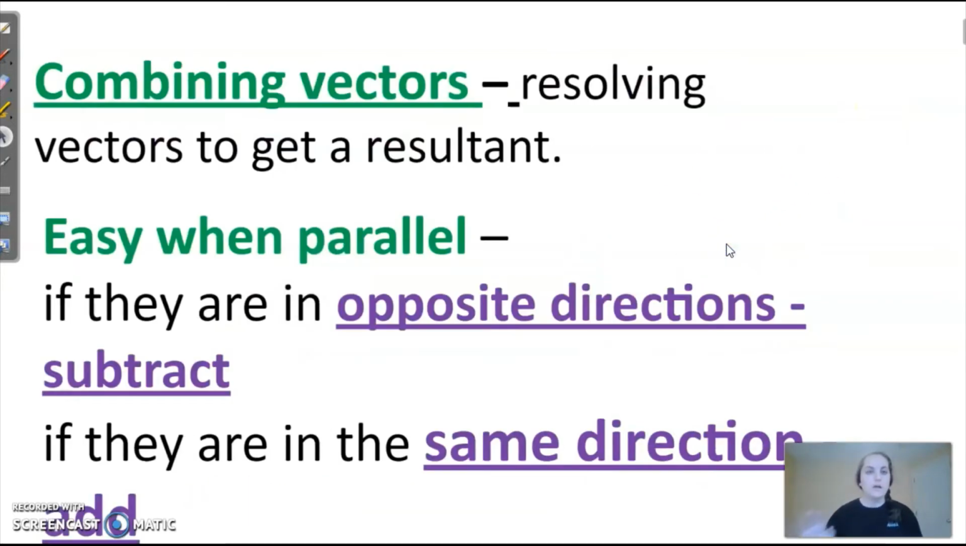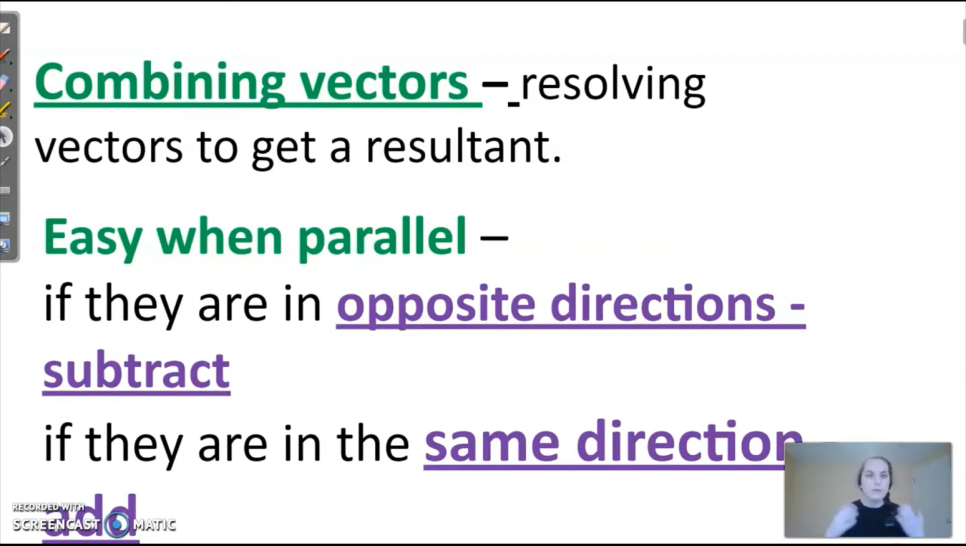So with that, combining vectors. Remember that your vector is going to show your force direction and also the magnitude. How long that vector is represents the magnitude, or how strong that force is. It's also going to be pointed in a certain direction, and that shows you the direction of the force being applied.